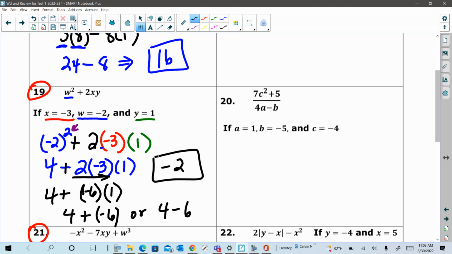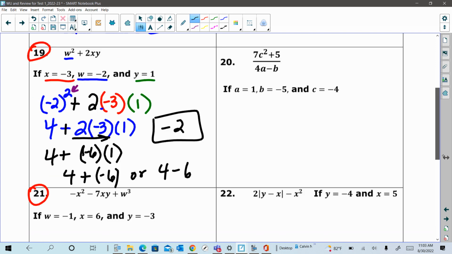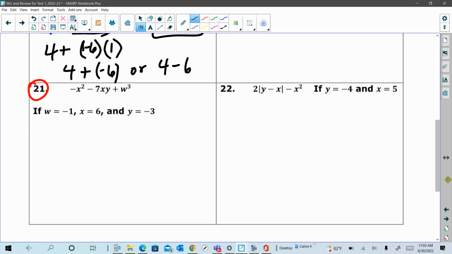Yeah, it should end up being negative. Okay, so look at 21 with me, guys, because I guarantee you'll see an expression like this, and this is where people make a mistake. This negative sign is in front of the x. So when you use parentheses to substitute, my x here is 6, and I keep that negative sign in front of the parentheses.